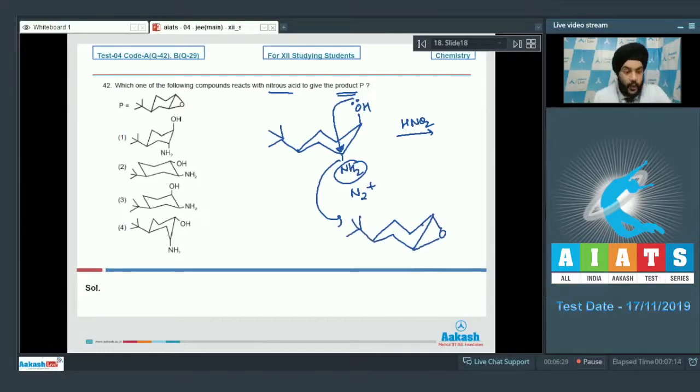As shown to us in the compound P. Okay. So students, we can clearly see that this has to be marked as the answer to this question. The first option is the only option in which the OH and the NH2 are both at the axial positions and the NH2 is leaving in the form of N2 on reaction with nitrous acid. Okay. So students, the correct answer for question number 42 is option 1.